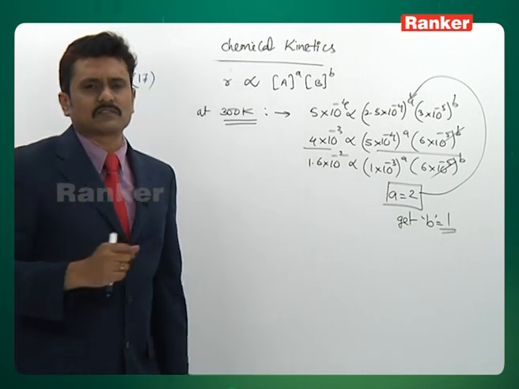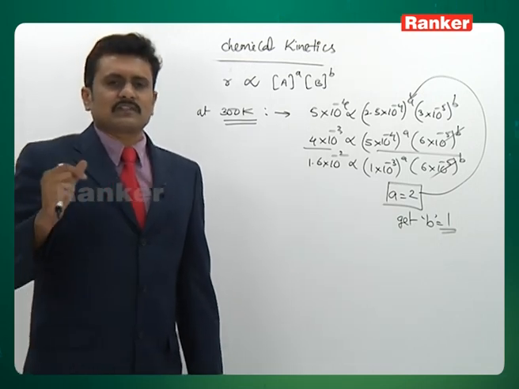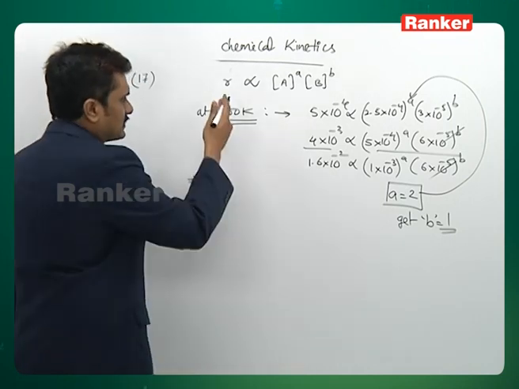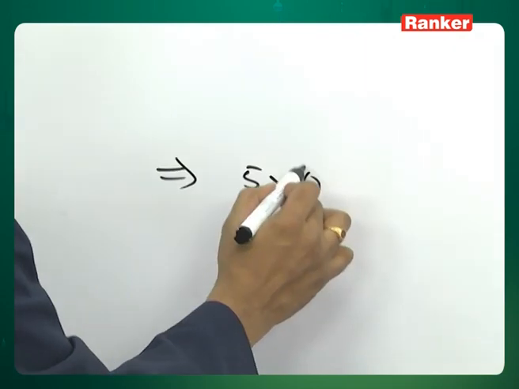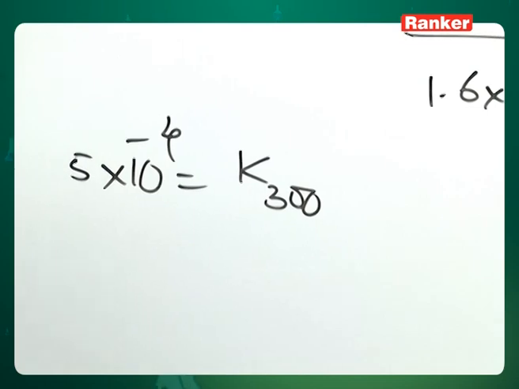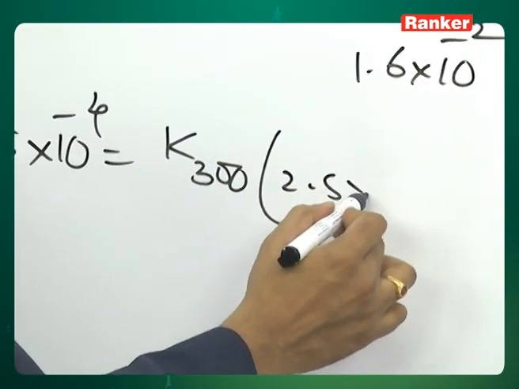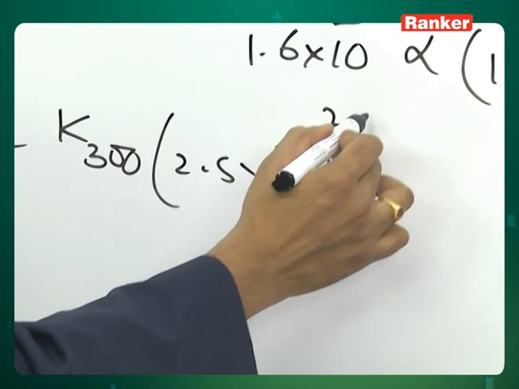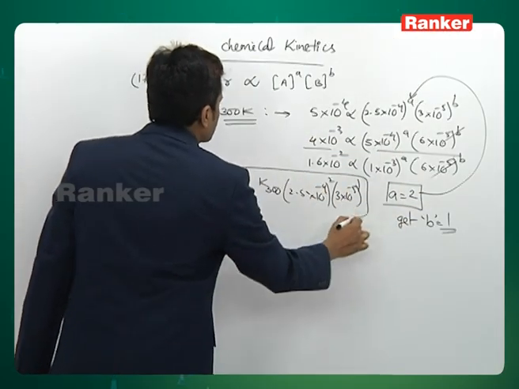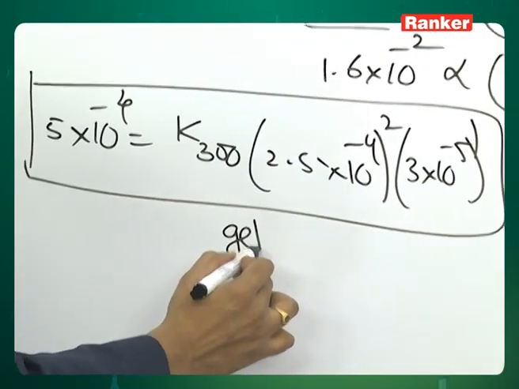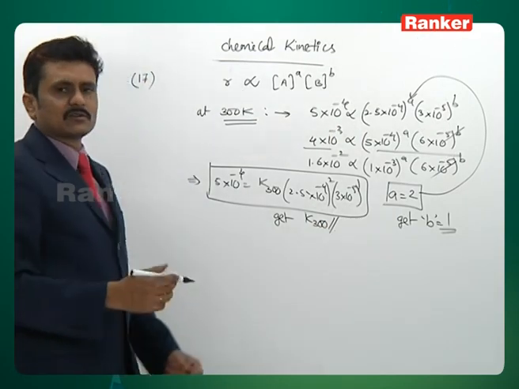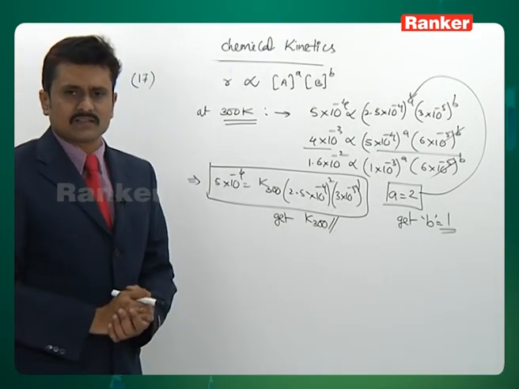Now after knowing the order of the reaction, we have to find out the rate constant. Now we know that at 300 Kelvin only I am doing all these calculations. You can see I have the data with me. Now K at 300 Kelvin, since we have that value, 2.5 into 10 to the power minus 4 whole power 2, 3 into 10 to the power minus 5 whole power 1. Now from this data, we have to find the K at 300 Kelvin. That means you have to find out the rate constant at 300 Kelvin.